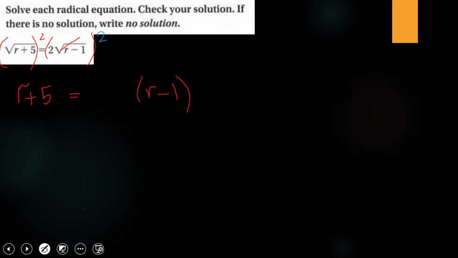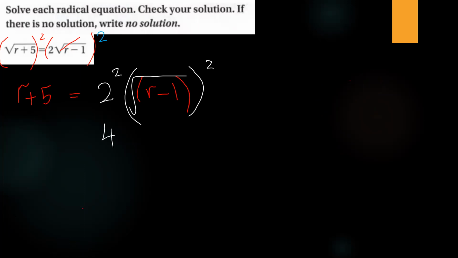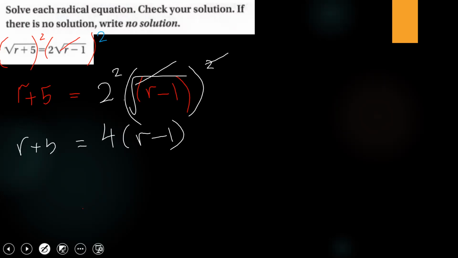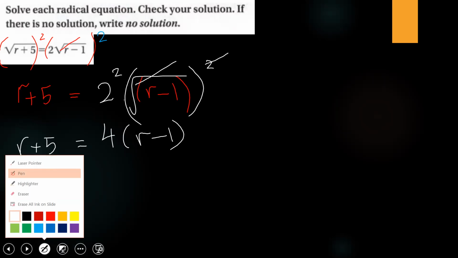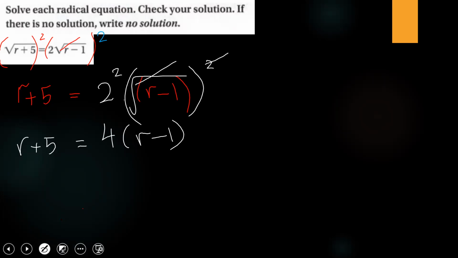I will repeat: it's 2 squared times square root of r minus 1 squared. Then 2 squared is 4. The square and the square root of r minus 1 cancel each other. So I'll have 4 times r minus 1 equals r plus 5. Now I want to continue, converting the radical equation to a linear equation, so I multiply: 4r minus 4 equals r plus 5.